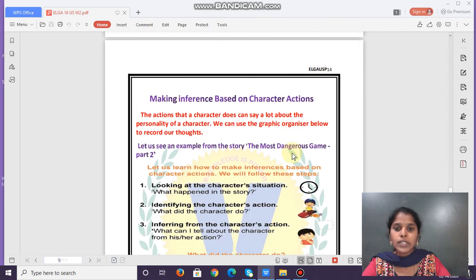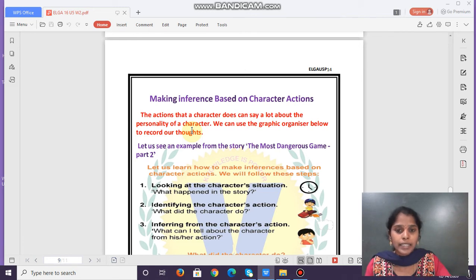This is the last topic of this component. The actions that a character does can say a lot about the personality of a character. Here, inference based on character action: we are going to take the personality of a character. We are saying a lot of things about a person.